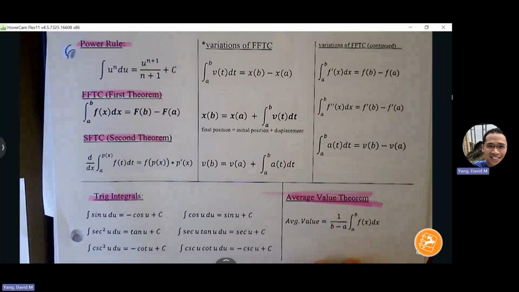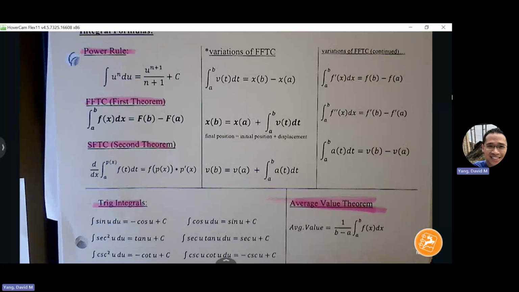Any questions about these formulas? Yeah. Okay.